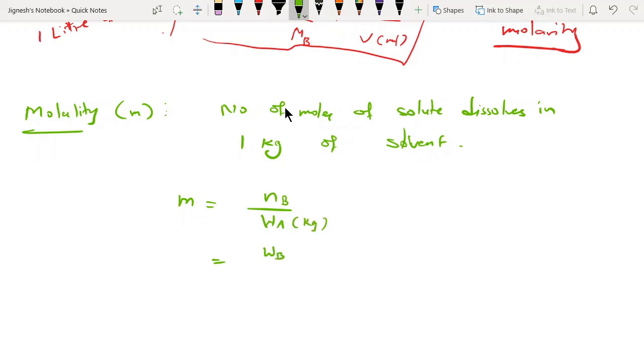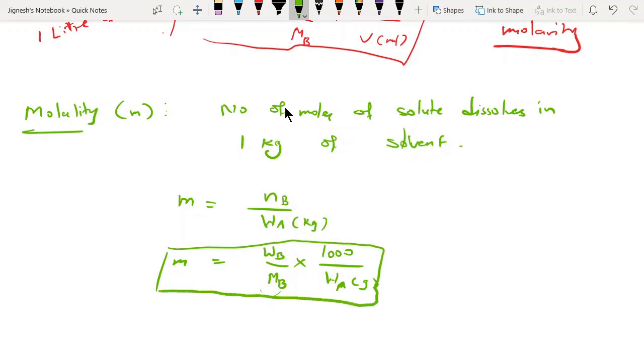W_B upon M_B. This M_B is the molar mass of solute, the molecular mass which we have studied, 1000 divided by W_A, and now this W_A will be in gram. So dear students, we have to use this formula when you go for exams or when you solve numericals. What are its units? Its unit is mole per kilogram, and it is temperature independent.